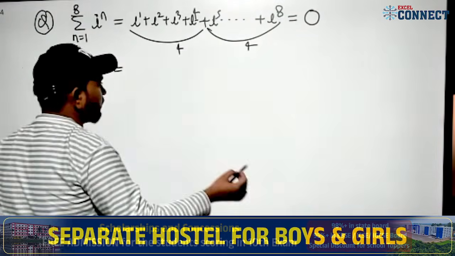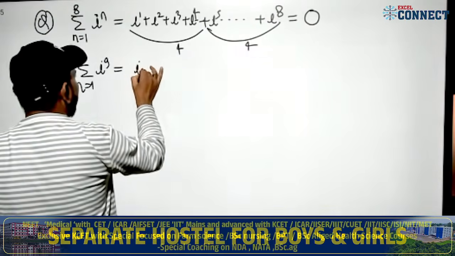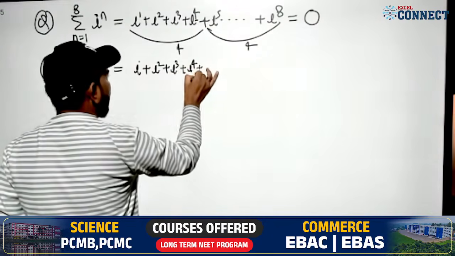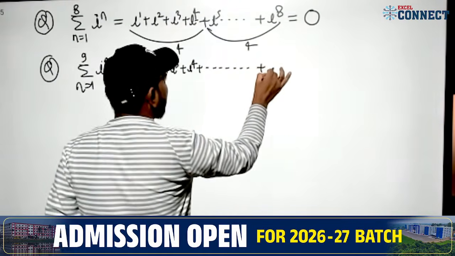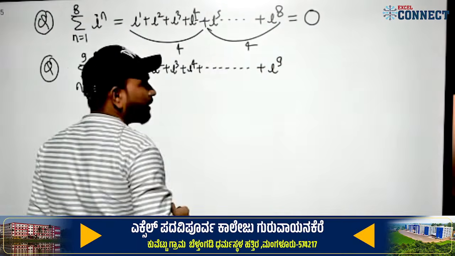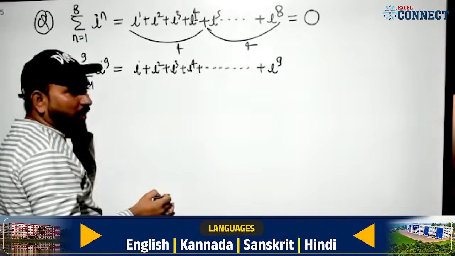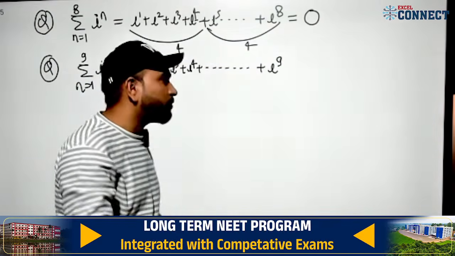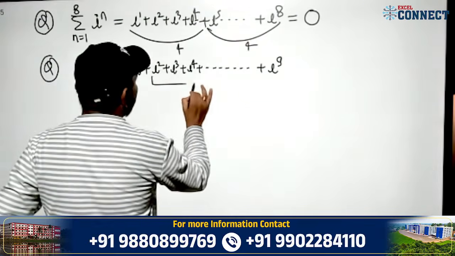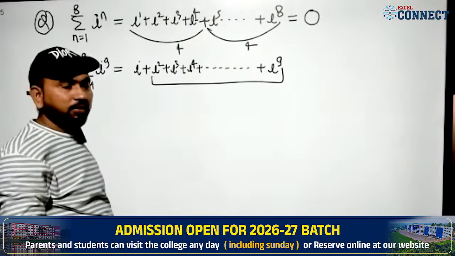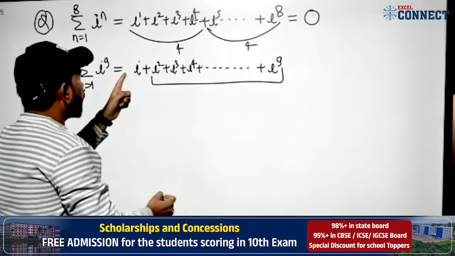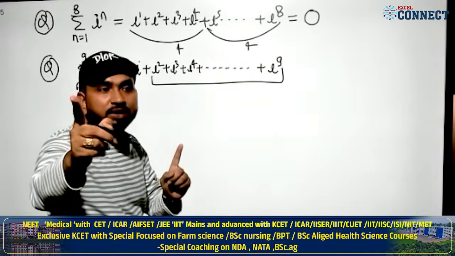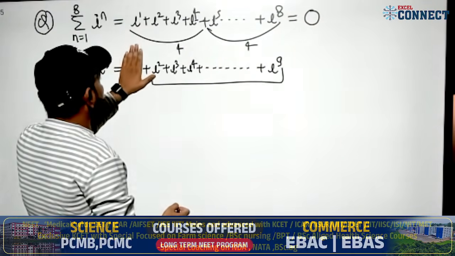Why it is, I will explain to you. What is this here? I plus I square plus I cube plus I power 4, and so on, up to I to the power 9. Interesting thing: what is the summation of 4 consecutive terms? It is 0. From 1 to 9, there are 9 terms, so 1 term is extra. I remove this term and I will solve it later.